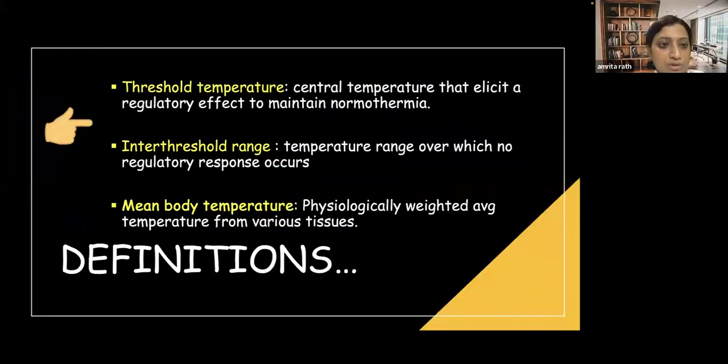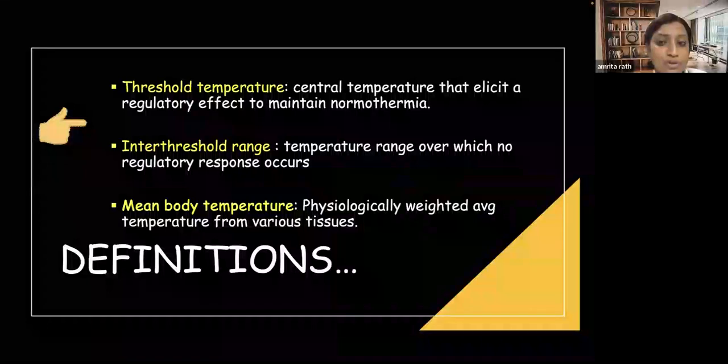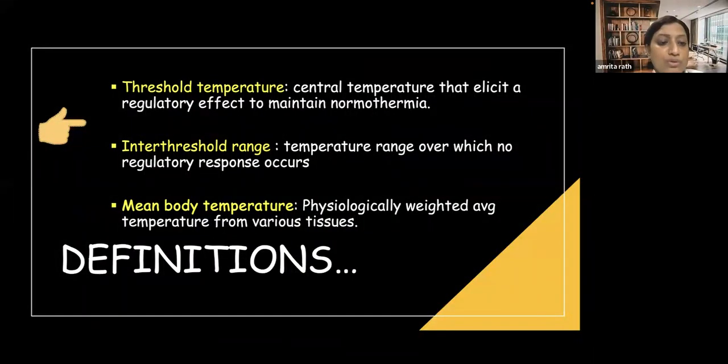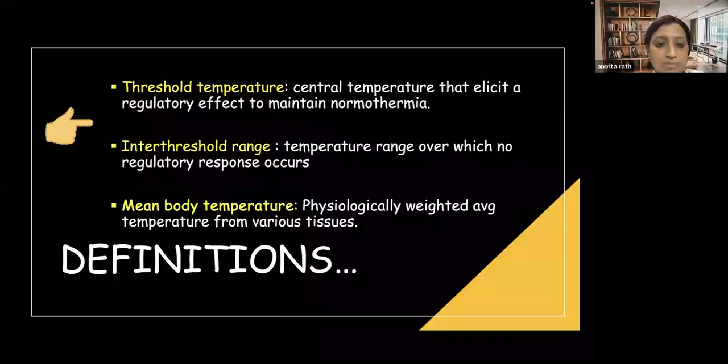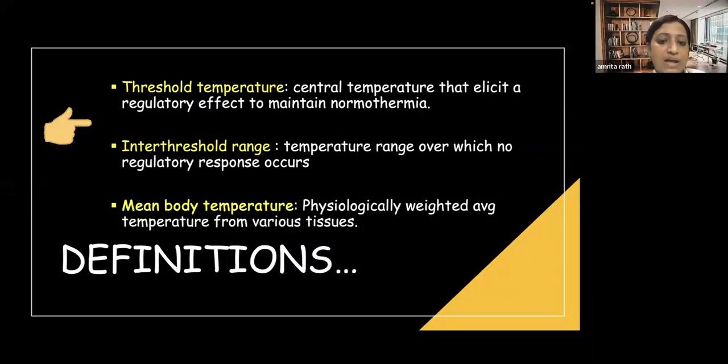A few terminologies you have to understand. Threshold temperature is the central temperature that elicits a regulatory effect to maintain normothermia. Interthreshold range is the temperature range over which no thermoregulatory response happens. And mean body temperature is the physiologically weighted average temperature of the various tissues. So here you remember the interthreshold temperature range.